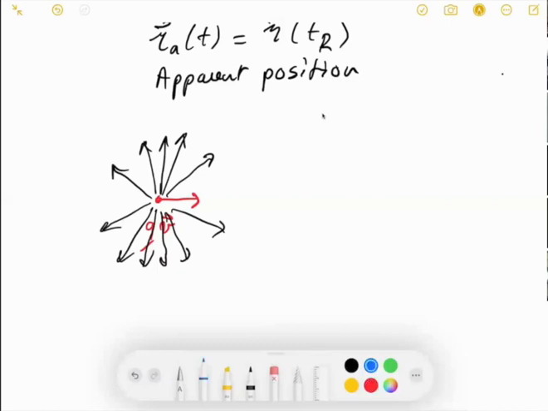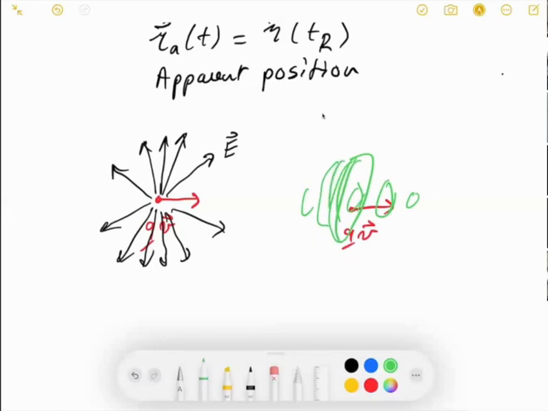Something similar happens if you look at the magnetic field. So this is the electric field. And something similar happens with the magnetic field. You get field lines that are, this is a little harder to draw, but you get magnetic field lines that are going in circles, but they're closer together here and further apart here.